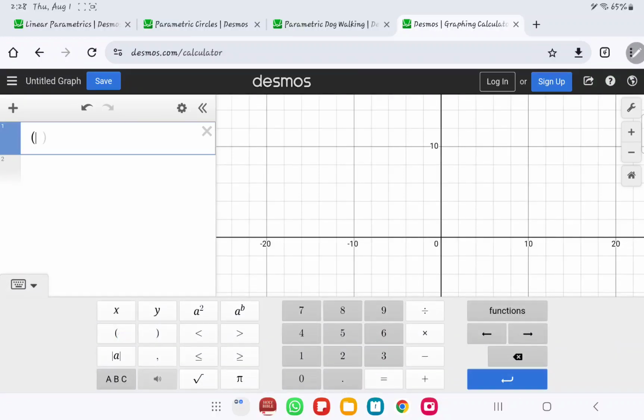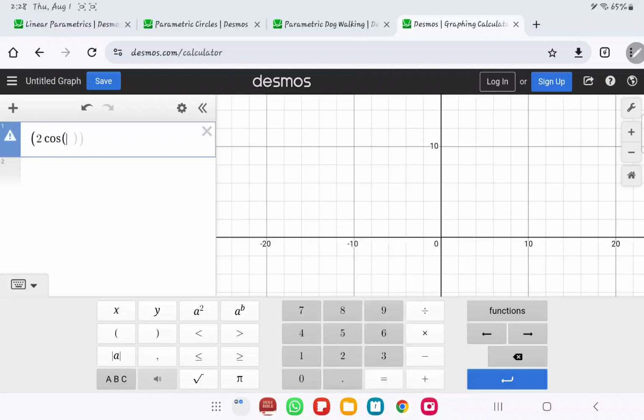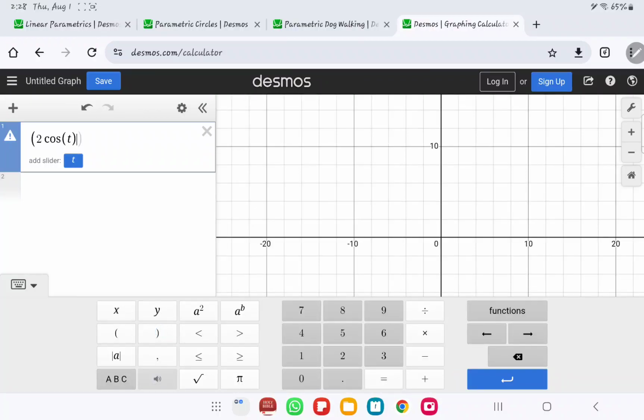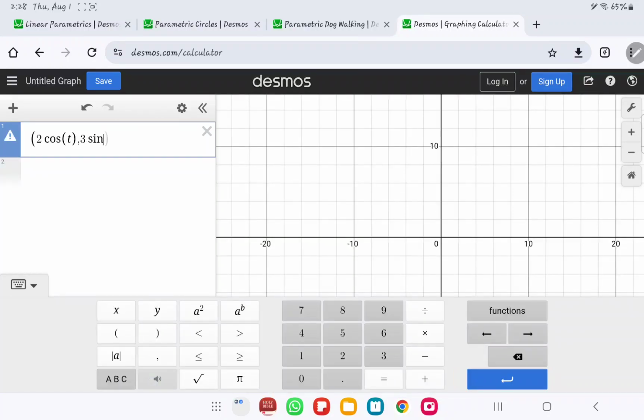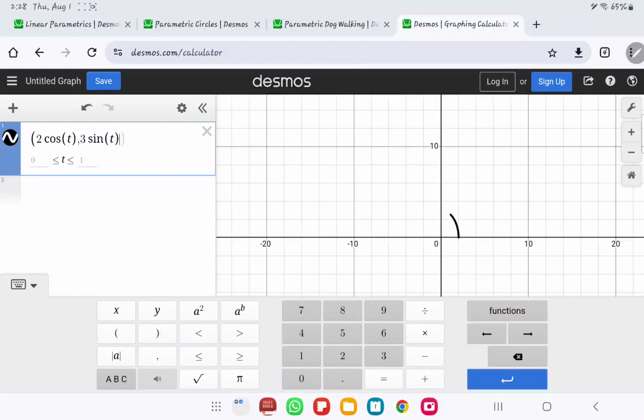And in this one I got 2 cosine t. You do have to use t for these parametric equations, and don't add the slider when it prompts you. And then we wanted 3 sine t. Right now it's just going 0 to 1, so that's the default. You'll always see the t just go 0 to 1 when you first enter it.